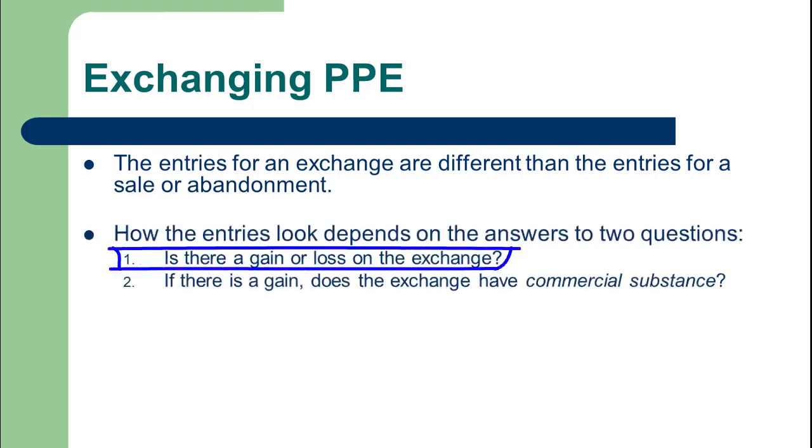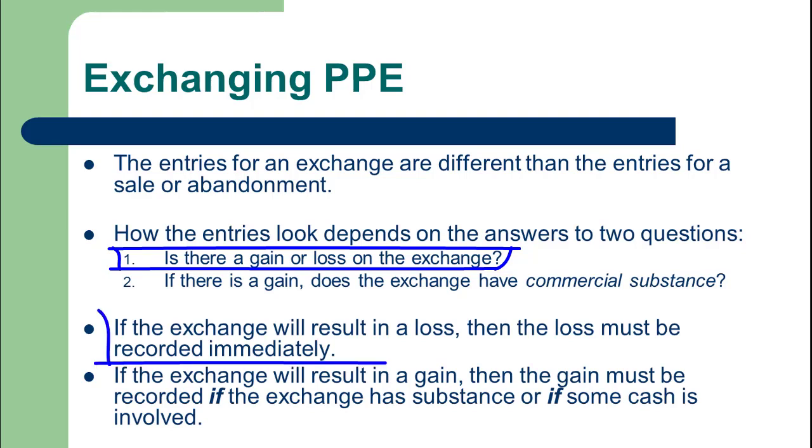First, is there a gain or loss on the exchange? Are we making money or are we losing money on this exchange? The way we decide whether or not it's a gain or a loss is we look at what it's worth to sell now versus what we show it's worth on our books. What's its carrying value? Meaning the historical cost or the capitalized amount minus the accumulated depreciation. If we show a loss, then we record that loss immediately.